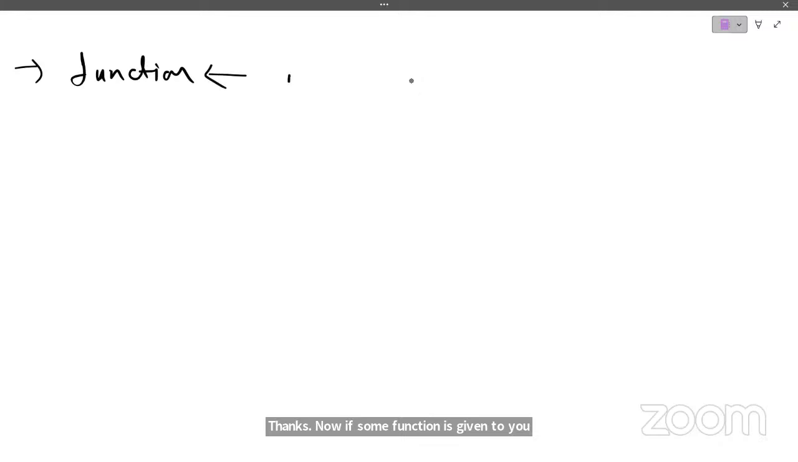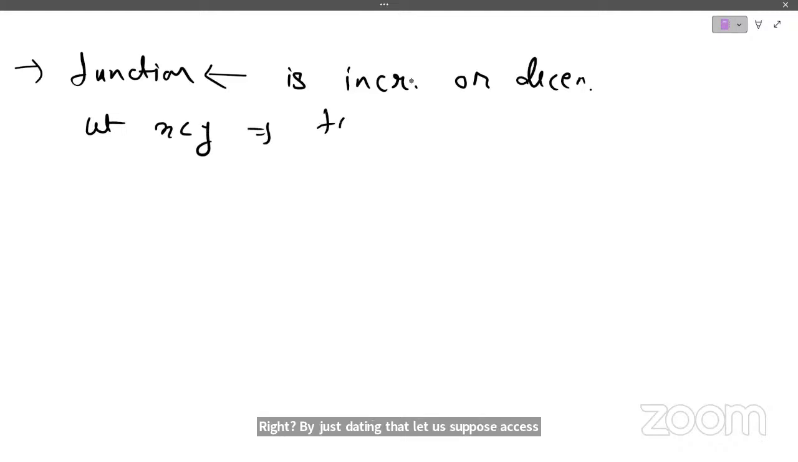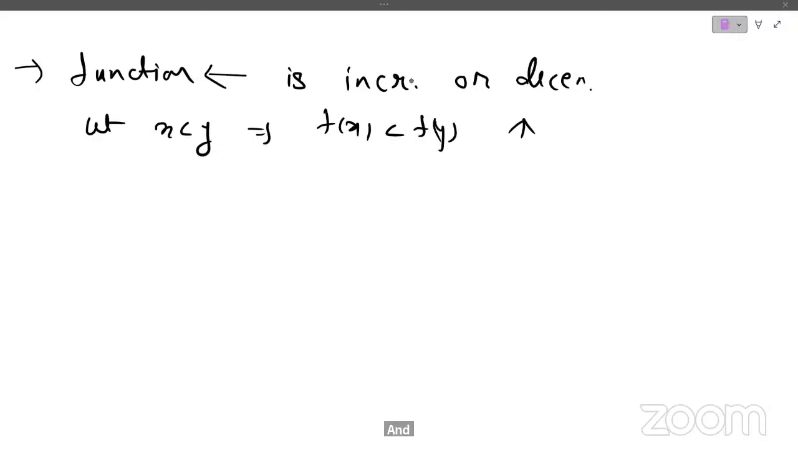Now if some function is given to you, then you can tell whether this function is increasing or decreasing, right? By just taking, let us suppose, x is less than y, then if f of x is less than f of y, you say that the function is increasing, and vice versa for decreasing, right? e to the power x for all real x is always positive.